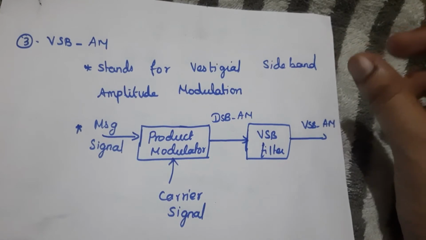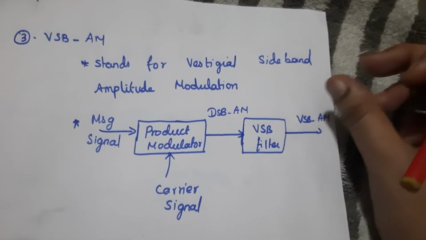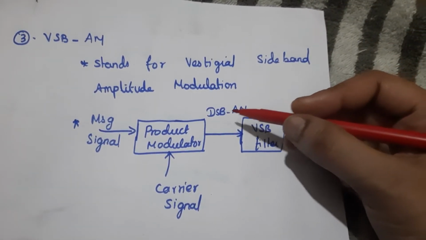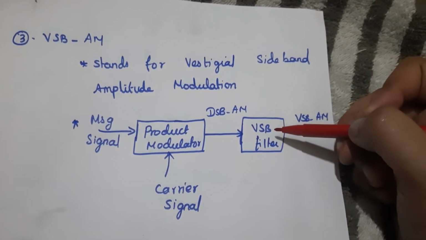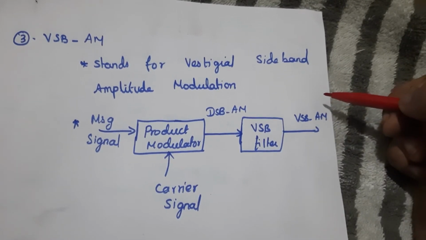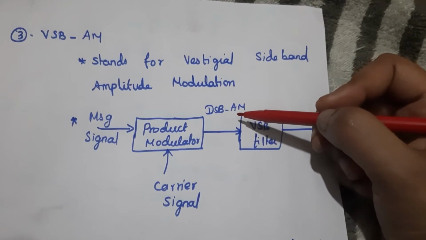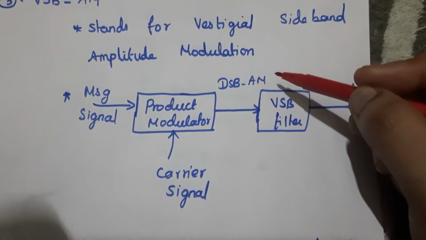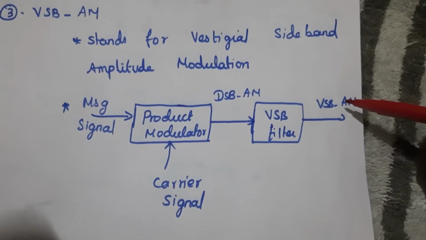It is a more difficult task, and in that condition we are going for this VSB-AM method. After getting this DSB, that is after removing the carrier signal, we are using this VSB filter and it will generate the VSB-AM modulated signal. So now after removing this carrier signal, we are using this VSB filter and we will get the VSB-AM signal here.